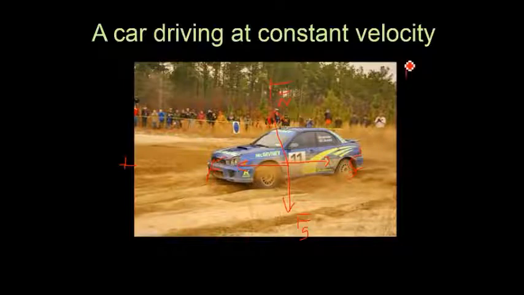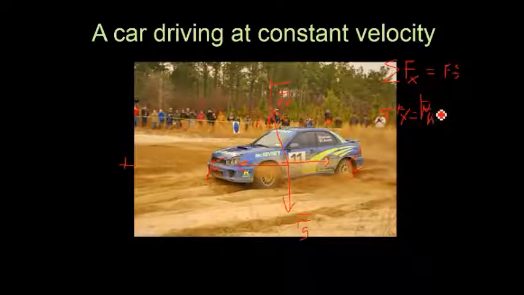And so the side-to-side forces, the sum of them, is going to be the forward force minus friction. And the sum of the y's is going to be the normal force, that's F of n, minus gravity.